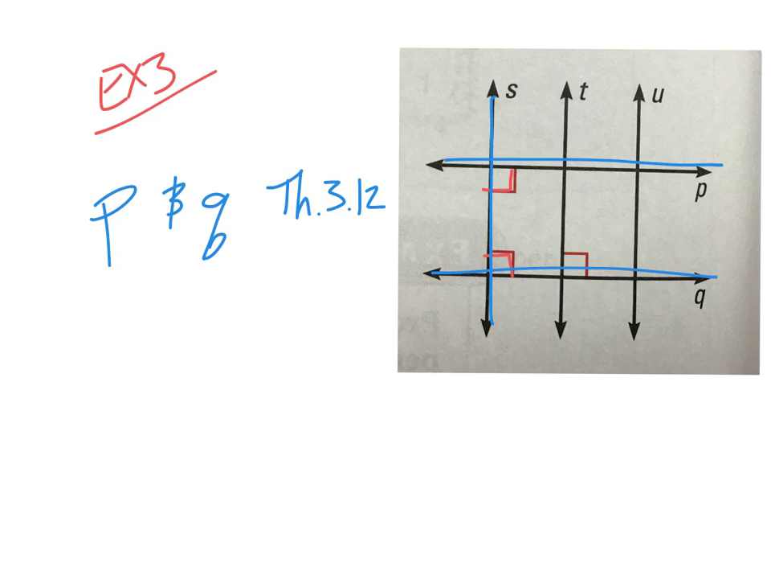Any other ones? Any other lines that are parallel? ST. We have this right angle across this line. So S and T are also parallel. And why are they? What theorem proves that one? 3.11. Yes, 3.11. We did the exact same thing. Two right angles on a transversal. Good.